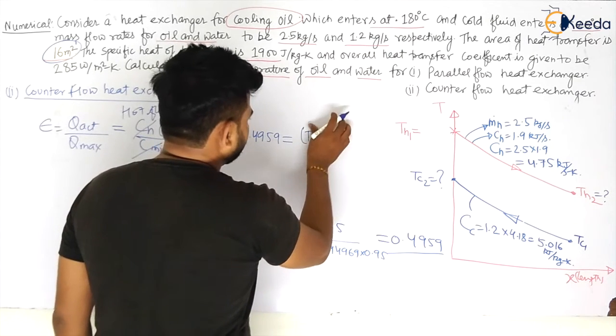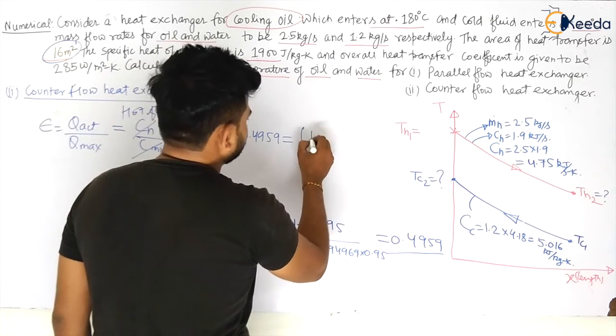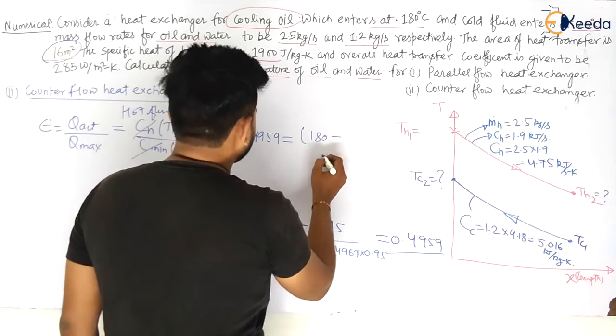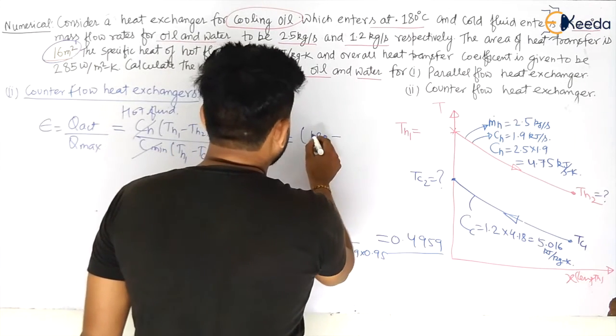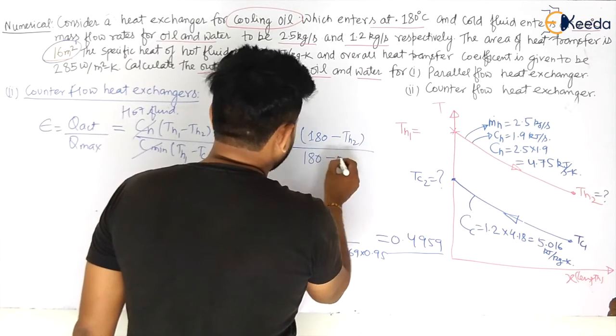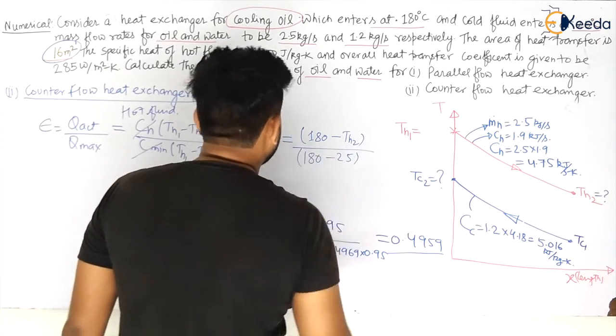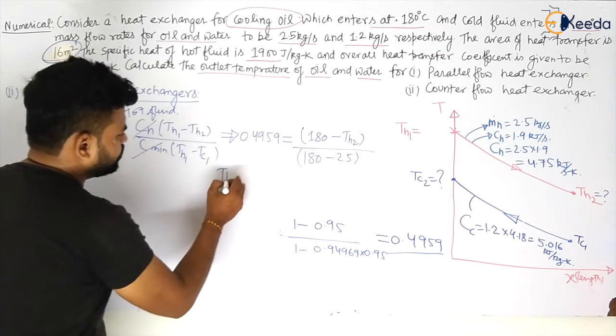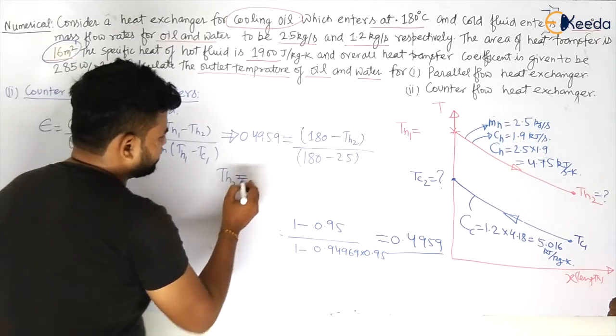TH1. They have given it to be how much? 180 degrees Celsius, minus TH2, which we have to calculate, my dear students. So what is TH1? Again 180. What is TC1? That is 25. So can I calculate the value of TH2?